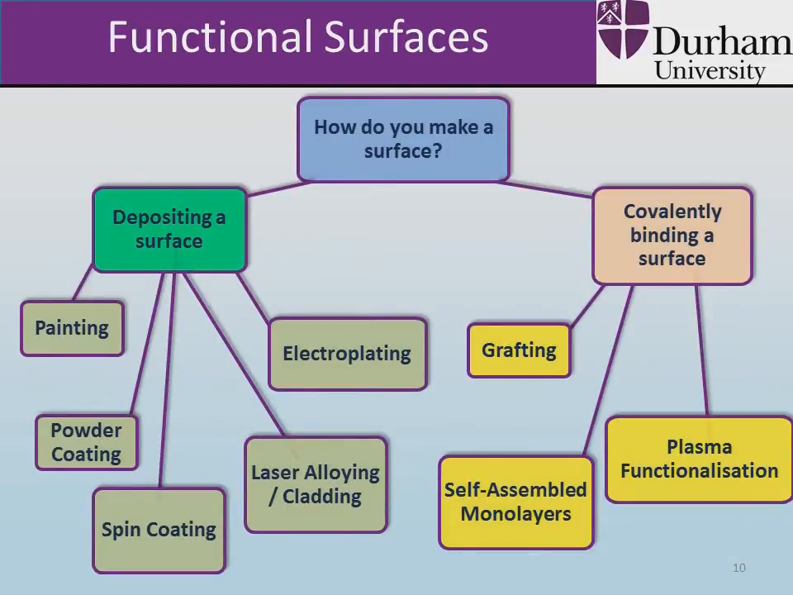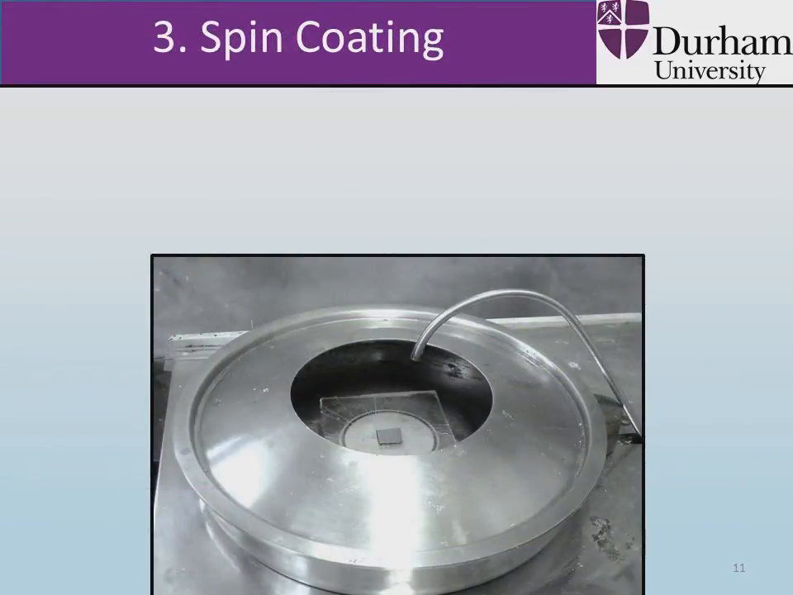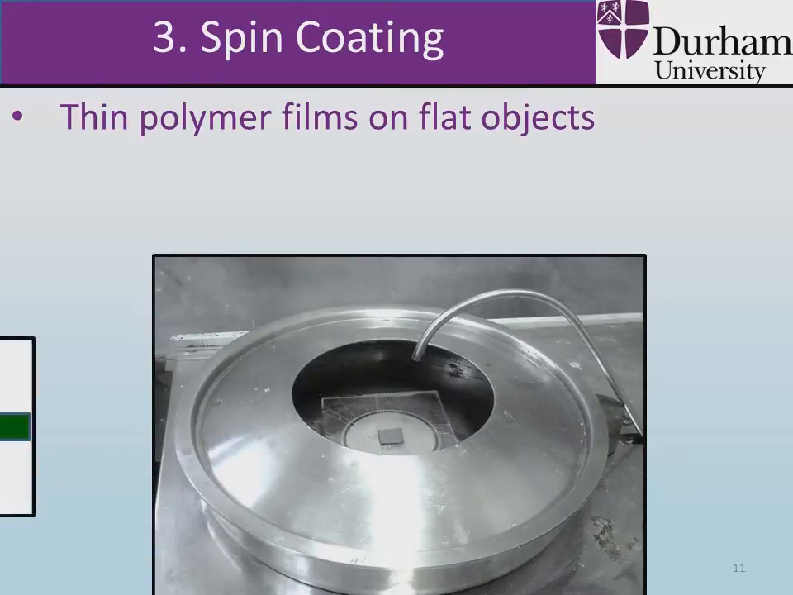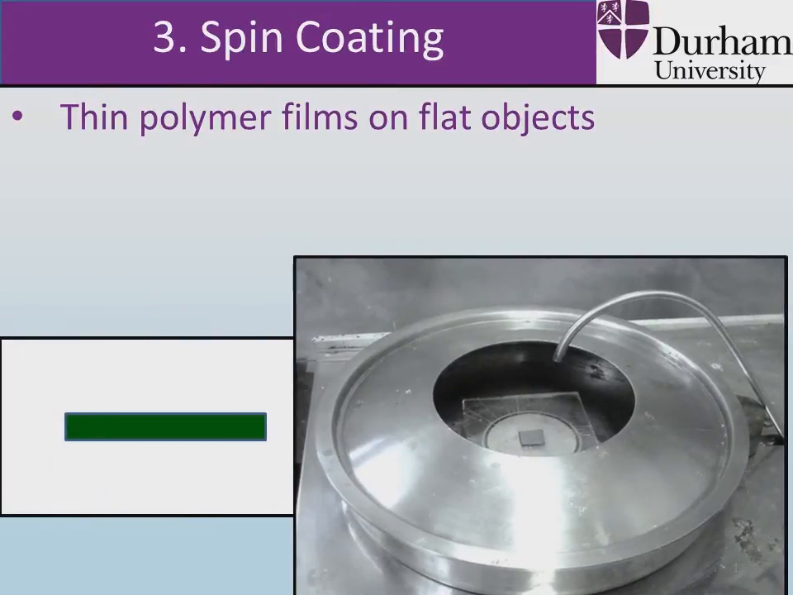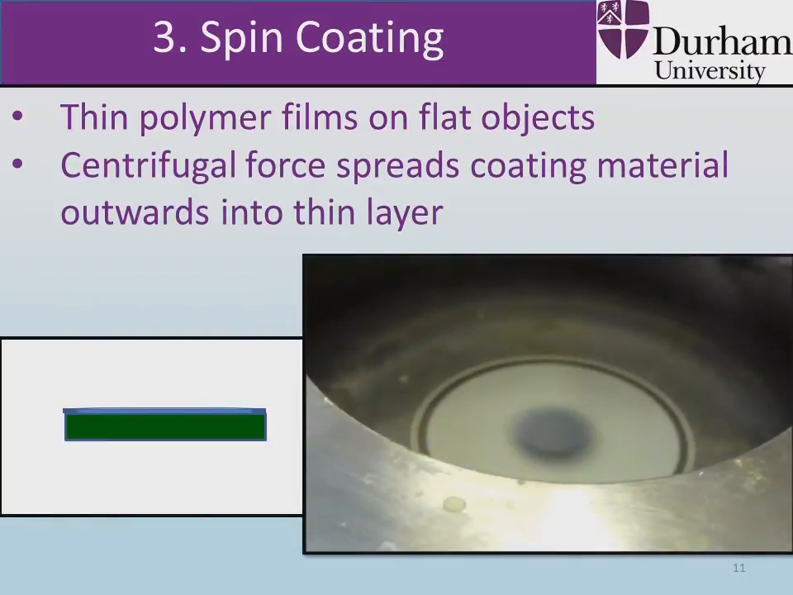Now we will look at spin coating. Spin coating is a common method used to produce thin films of polymers on flat substrates. A polymer, dissolved in a solvent, is applied to a spinning piece of material. The spinning centrifugal motion causes the new layer to spread out to form a new surface, as well as making the solvent evaporate, leaving a thin, pure polymer coating.